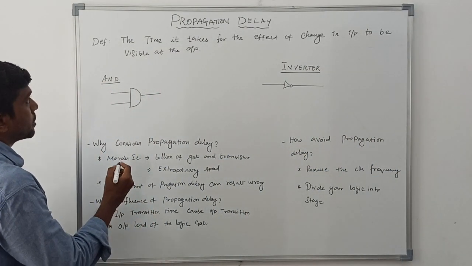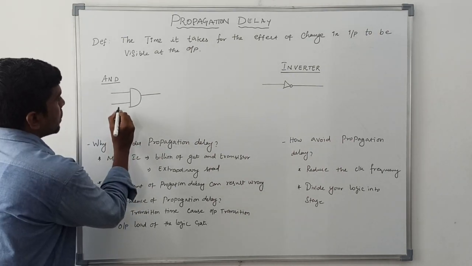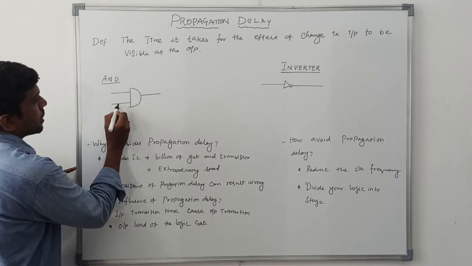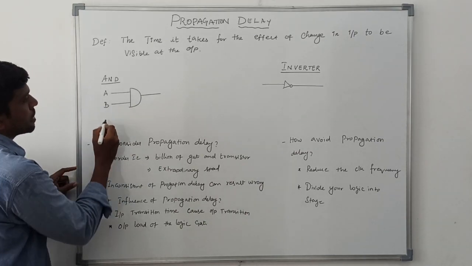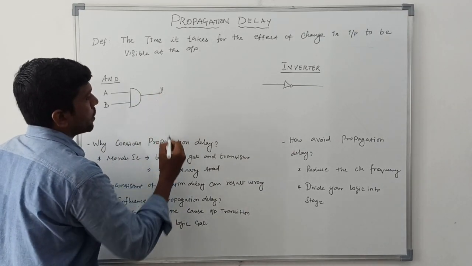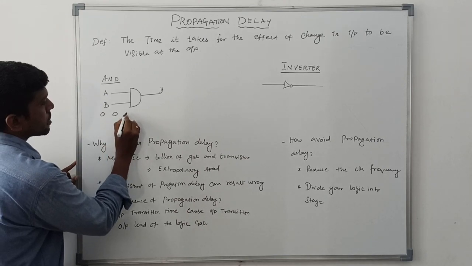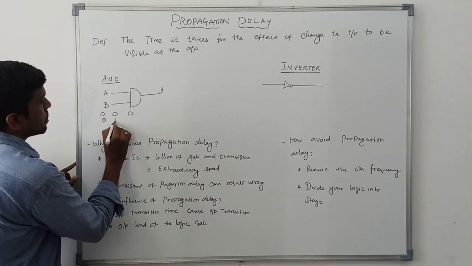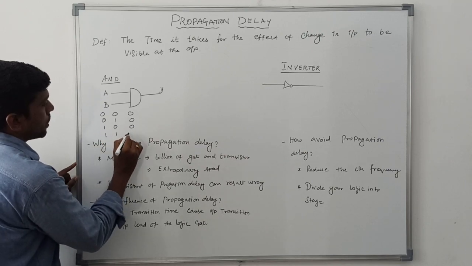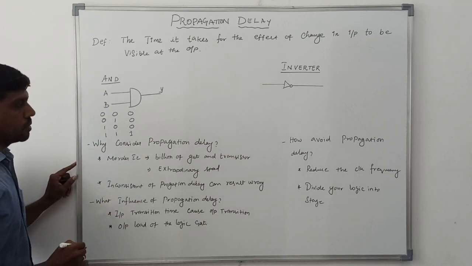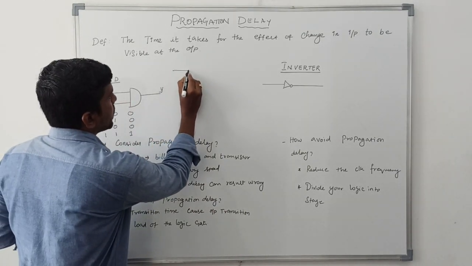Now I explain the propagation delay using this AND gate and inverter. Here I am taking a two-input AND gate. The inputs are called A and B, and the output is Y. In the truth table of the AND gate, when both inputs are 0, the output is 0. For 0 1 and 1 0 the output is 0, and for 1 1 the output is 1. So that is the truth table of the AND gate. Now I draw the waveform.